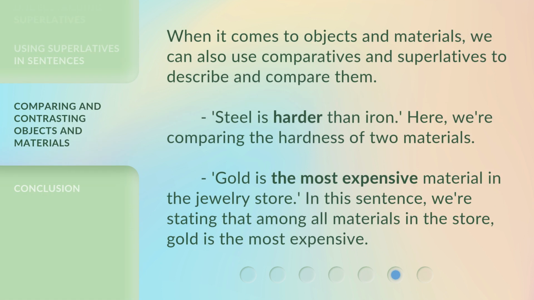When it comes to objects and materials, we can also use comparatives and superlatives to describe and compare them. Steel is harder than iron. Here, we're comparing the hardness of two materials. Gold is the most expensive material in the jewelry store. In this sentence, we're stating that among all materials in the store, gold is the most expensive.